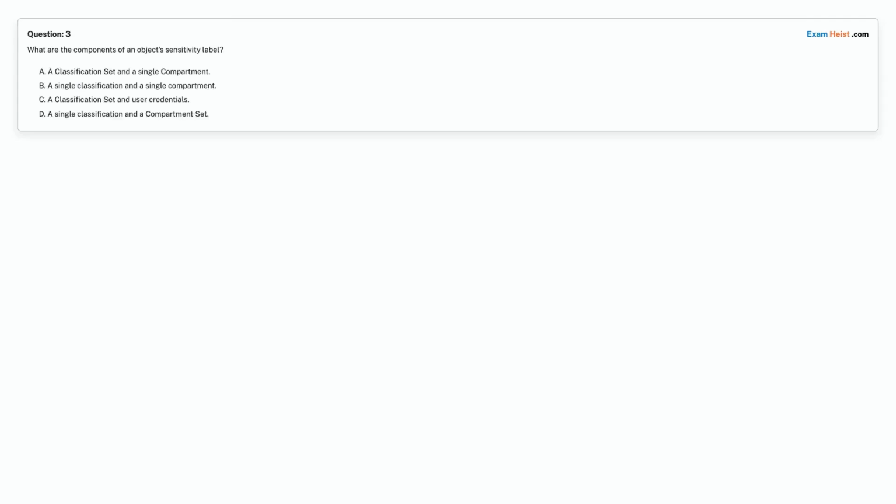Question 3. What are the components of an object sensitivity label? Option A. A classification set and a single compartment. Option B. A single classification and a single compartment. Option C. A classification set and user credentials. Option D. A single classification and a compartment set. Choose the correct answer.